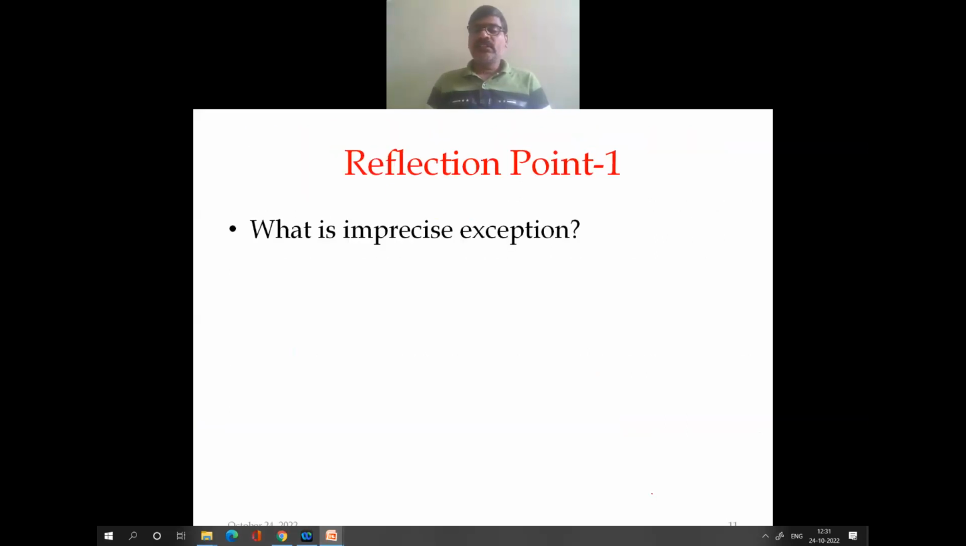Now it is a reflection part for you. So what is this imprecise exception? Any students? Just now we described what an imprecise exception is.